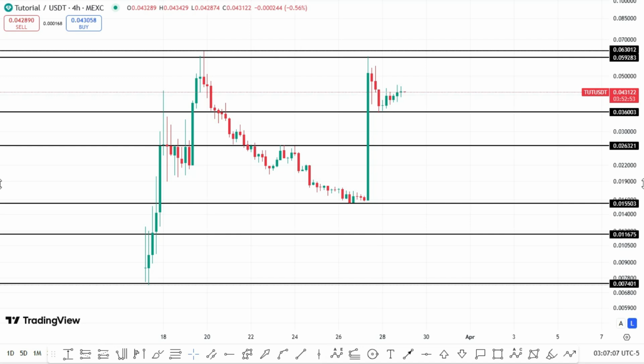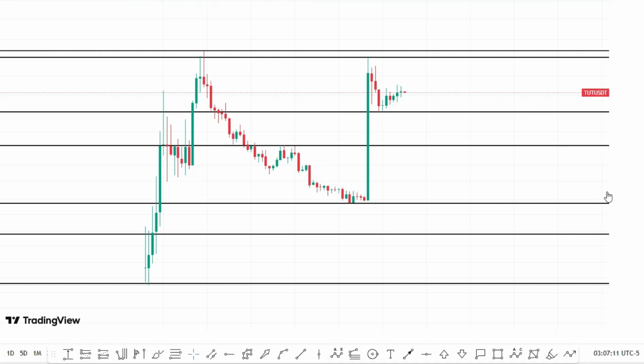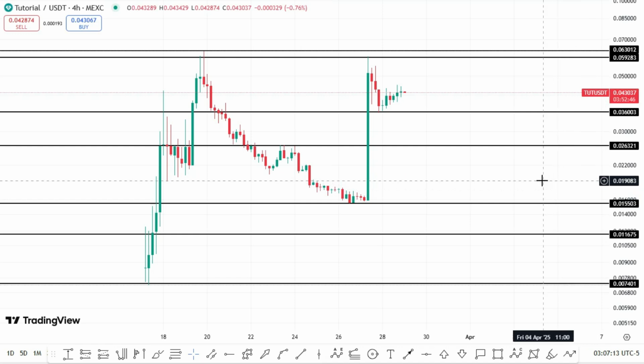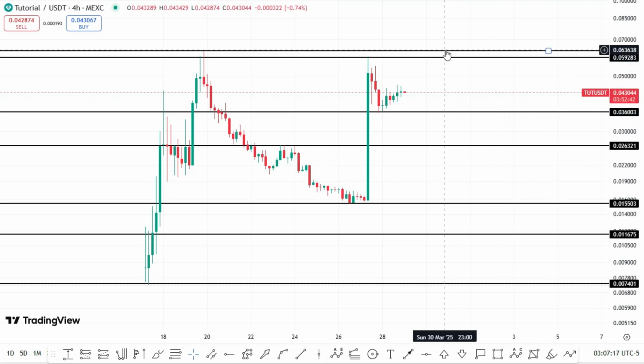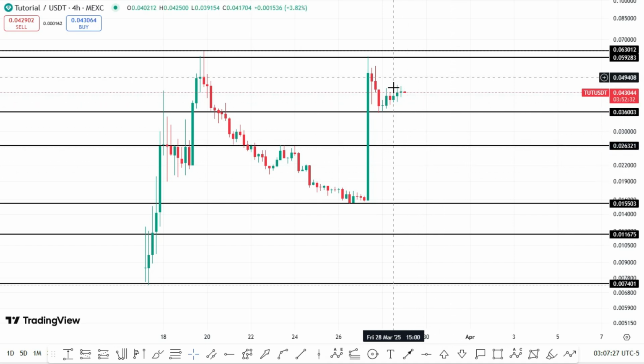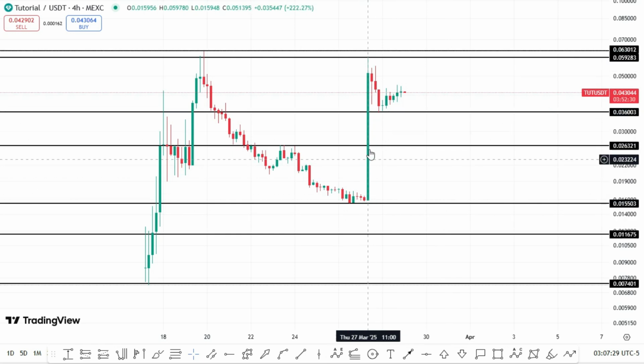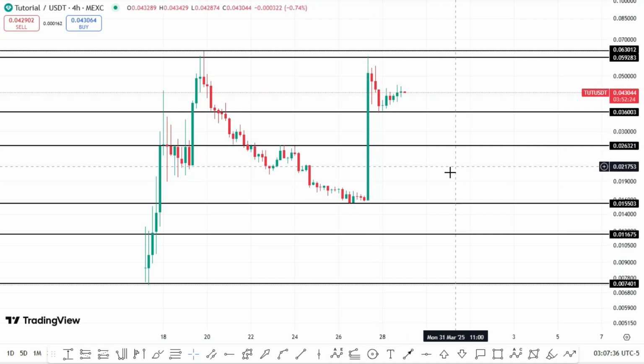Let's dive into the content. Tutorial. Ticker is TUT. Trading price right now is 4.3 cent. All-time high price is 6.3 cent, and right now trading price is 4.3 cent and spot is 3.6 cent. Look at this wick. Look at this candle. A huge candle of Binance listing. Now what will be the next price action?